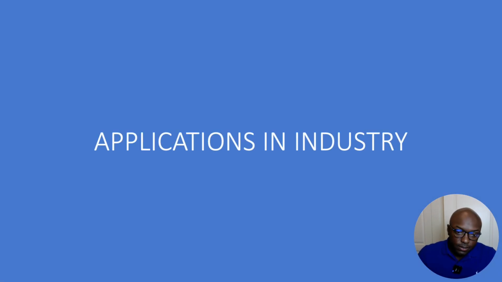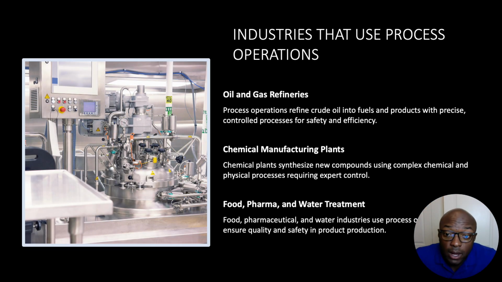Applications in the industry. All right, guys. Process operations are widely used in various industries, but they're particularly vital in oil and gas and chemical manufacturing plants. These industries rely on precise controlled processes to produce high quality products efficiently and safely. In oil and gas refineries, process operations are used to separate and refine crude oil into usable fuels and other products. In the chemical plant, they're used to synthesize new compounds and materials from basic chemical ingredients.